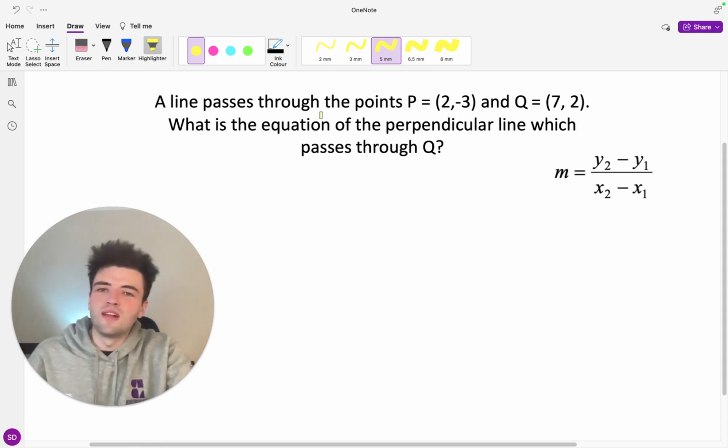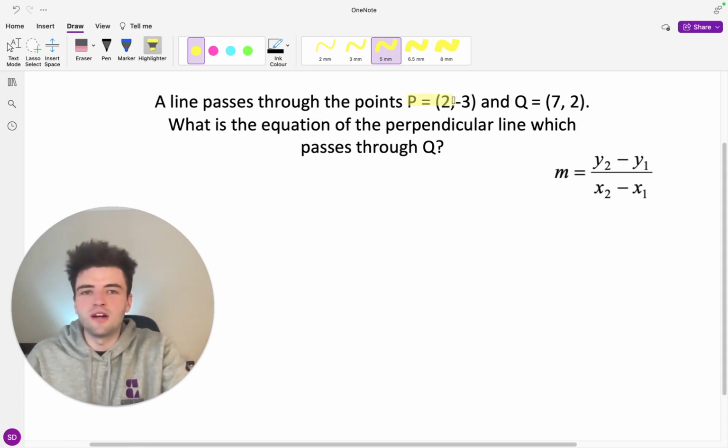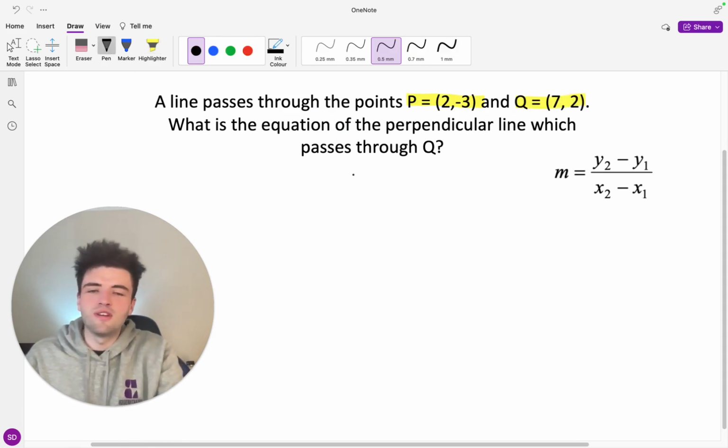So in this question, we're told that a line passes through the points P and Q, which are P (2, -3) and Q is going to be (7, 2). And we're simply asked, what is the equation of the perpendicular line which passes through the point Q?